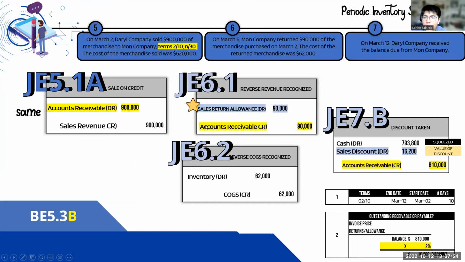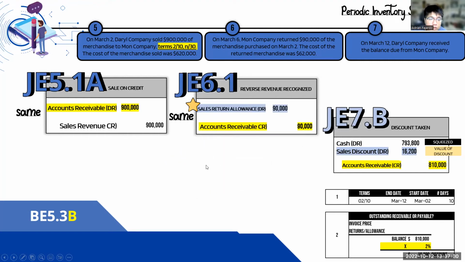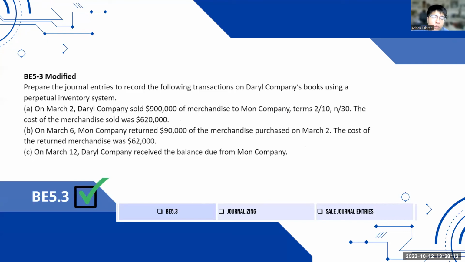For sales return and allowance, again, same entry. However, tatanggalin natin si COGS because they only solve for COGS at the end of the period. Then finally, for discount taken, it's also the same. So again, madali lang yung differences between perpetual and periodic. Kapag sales transactions, si perpetual, merong extra journal entries to recognize COGS, be it for a sale or reversing it kapag may sales return and allowance, right? So now, we've actually solved 5.3, right?